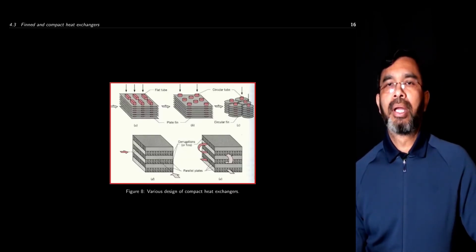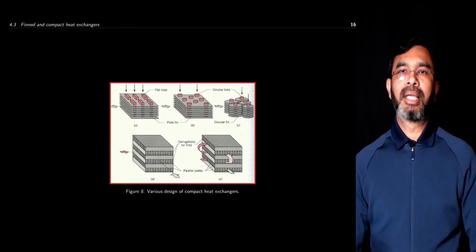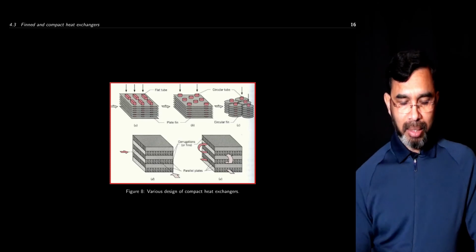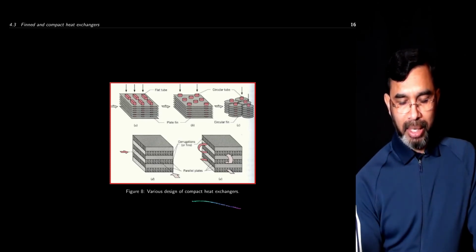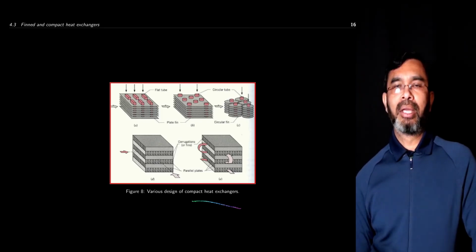For example, inside a car or in many domestic equipment, there is a need for compact heat exchangers, and there are different designs available for compact heat exchangers. Depending on the requirement, many different structures can be constructed.